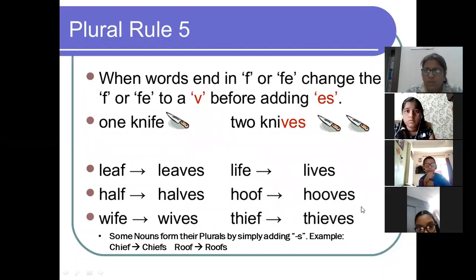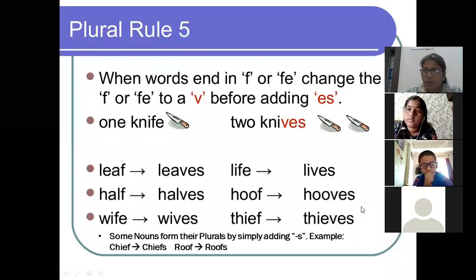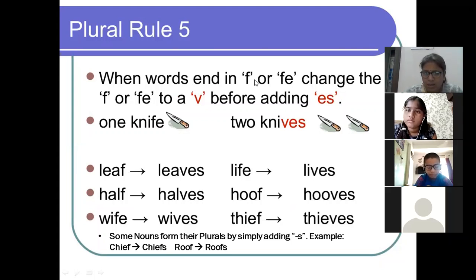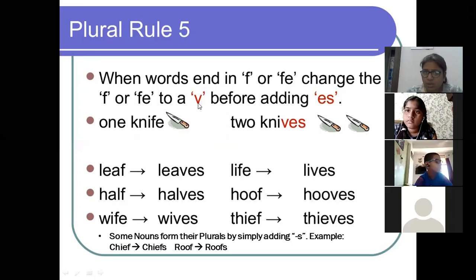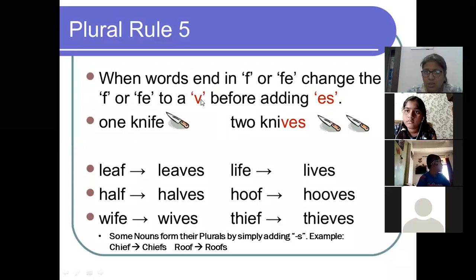Fifth rule. When the word is ending in F or FE, the word changes into plural by changing that F or FE into VES. So what are we going to do? When the word ends in F or FE, change the F or FE to V, as we learned in Y, where Y changes into I and we add ES. So when there is F or FE, they are changing into V and again we are adding ES. For example, knife. The word is ending with FE. When we change it into plural, F and E become V and we add ES.